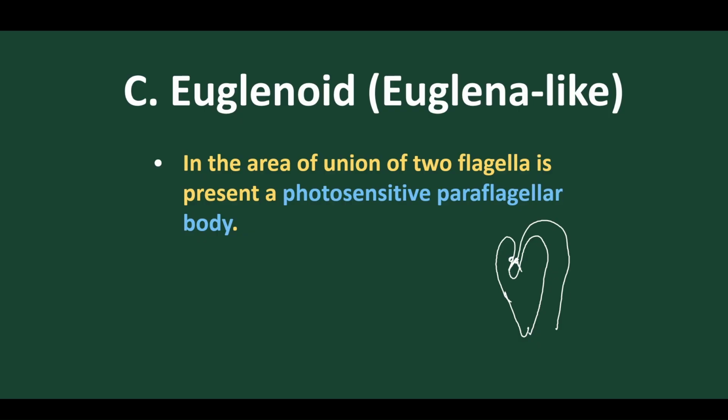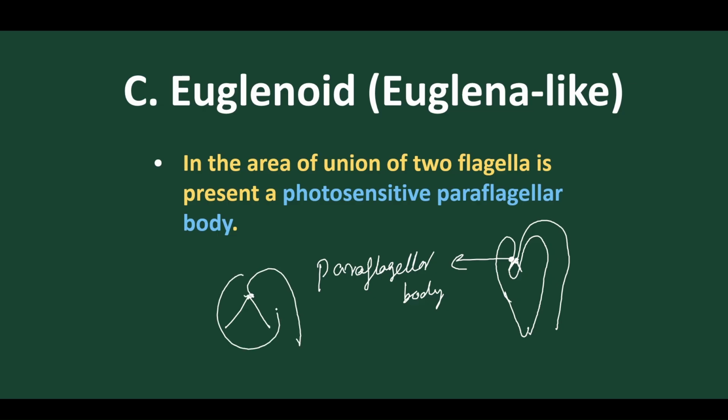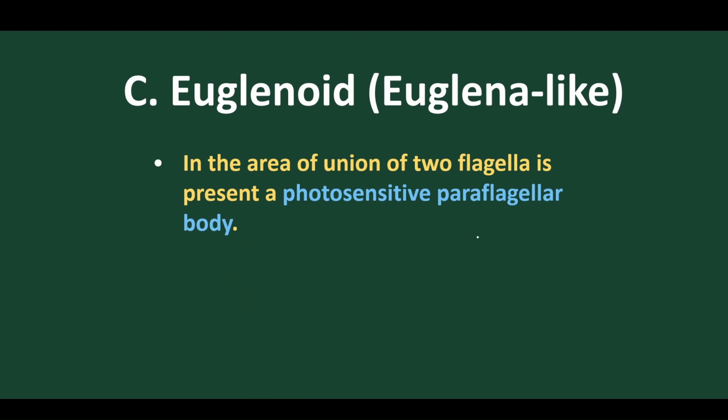Parallel to it, we find a body present at the meeting point of the flagella, and this is called the paraflagellar body. Got it? So at the meeting point of the flagella we find a special photosensitive body present, and this photosensitive body is called the paraflagellar body. It's a very important point.